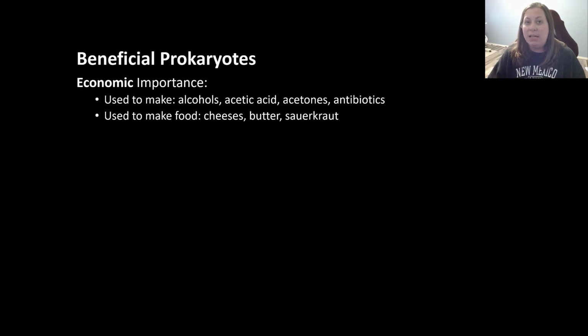So there's some good things that it can make. We also see that bacteria can be used to make food, like certain cheeses, like Swiss cheese, butter, sauerkraut. We have beers and wines as well as bread. Sometimes those are going to taste different or be made differently with different types of bacteria present.